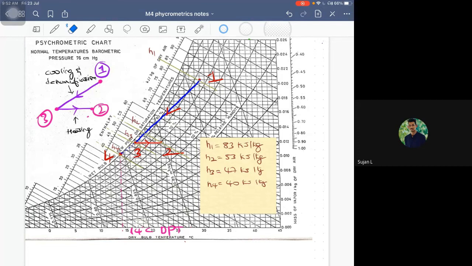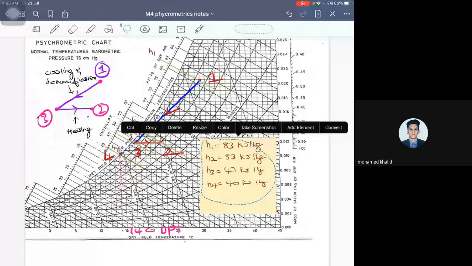Yes, sir. Okay, so now I would take all these values. Sir, everything should be calculated with this psychrometric chart, no, sir? Yes.